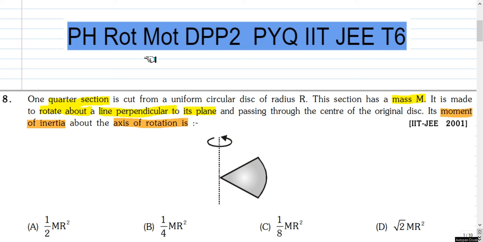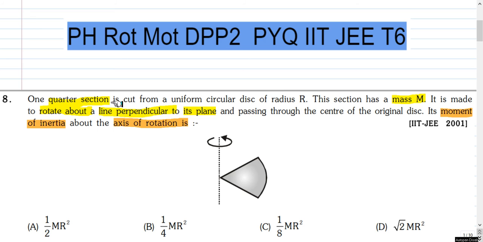In this video, I will discuss the rotational motion problems from previous year's question papers of IIT JEE. This is the first question. One quarter section is cut from a uniform circular disc of radius r. This section has mass m.